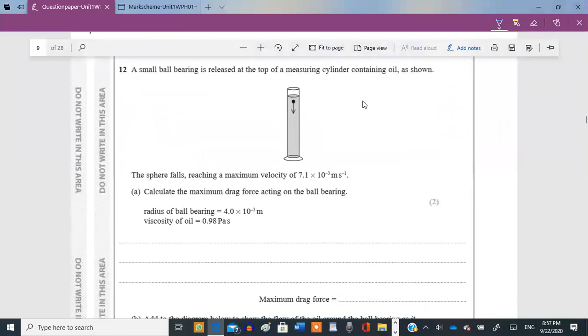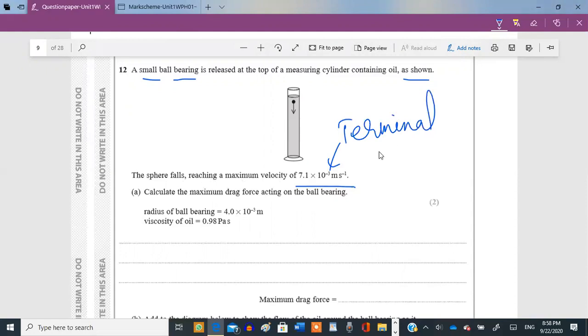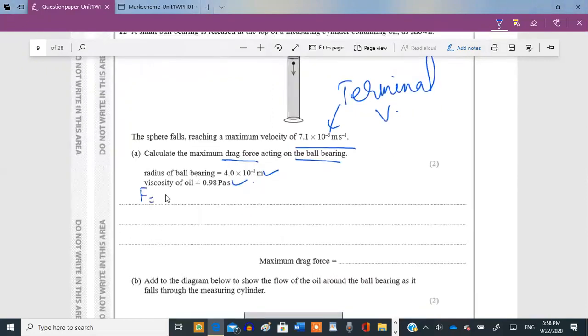Question 12. All right, this is also related to viscosity. A small ball bearing is released at the top of a measuring cylinder of oil as shown. This is your ball bearing released in this oil. So this is that same experiment which we did in paper 3. The cylinder is filled with oil and then the ball is dropped downwards. The sphere falls and reaches the maximum velocity, which is your terminal velocity. Calculate the maximum drag force acting on the ball bearing. If the radius and the viscosity are given, just calculate the drag force. Use Stokes' law, 6 pi eta r v. Eta is your viscosity, r is the radius, and v is the terminal velocity. Just plug in everything and you get your answer.